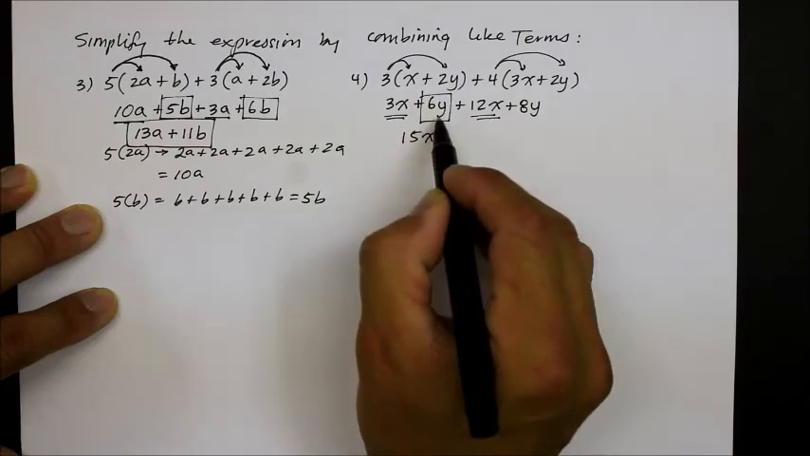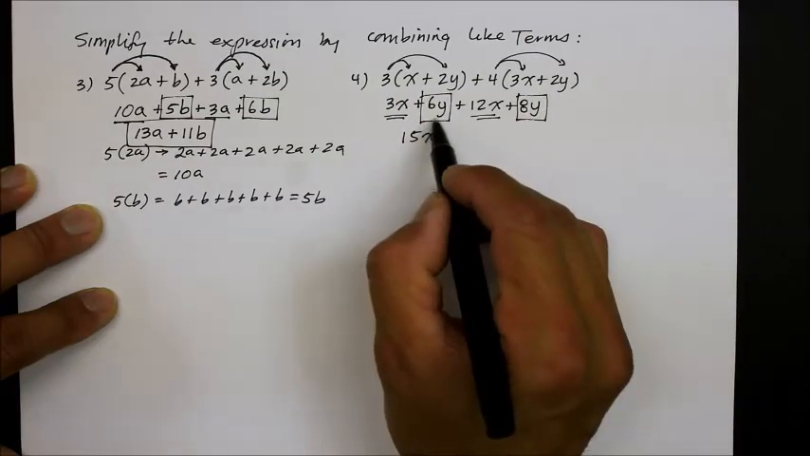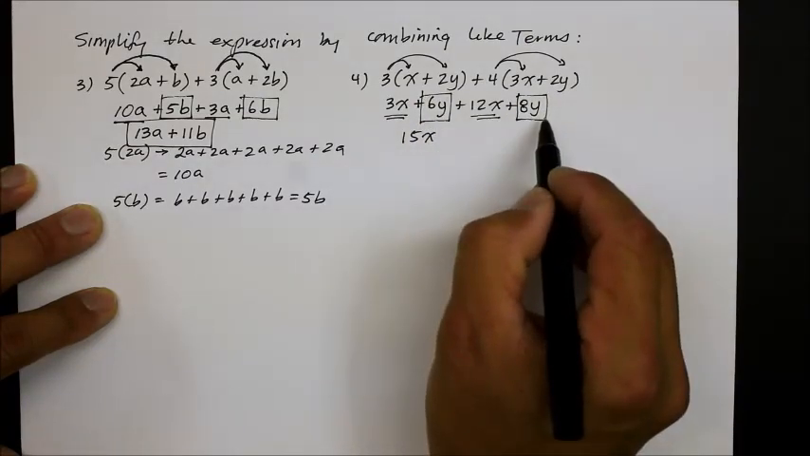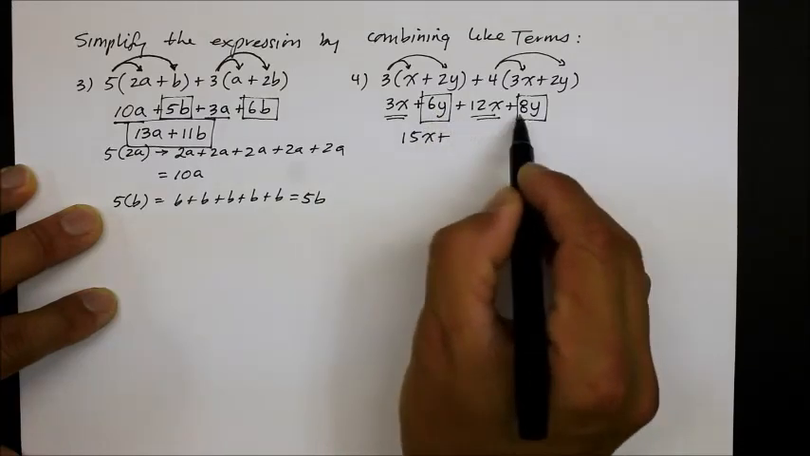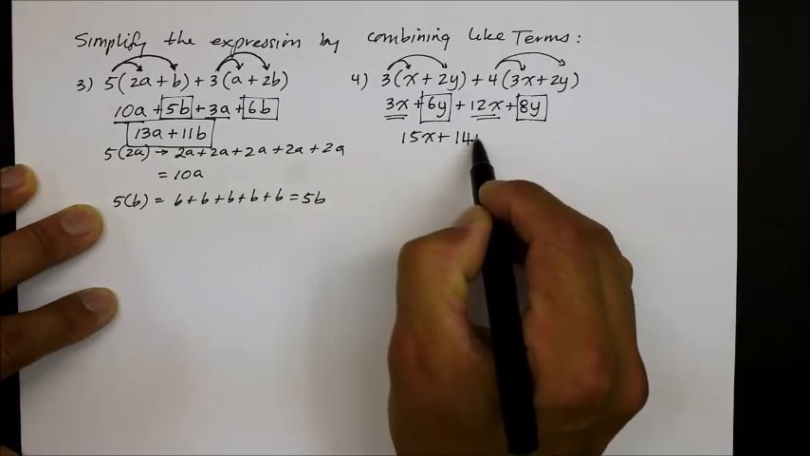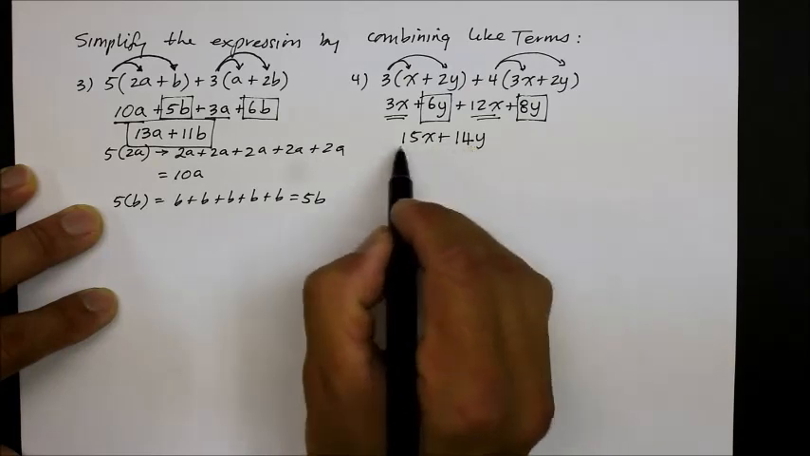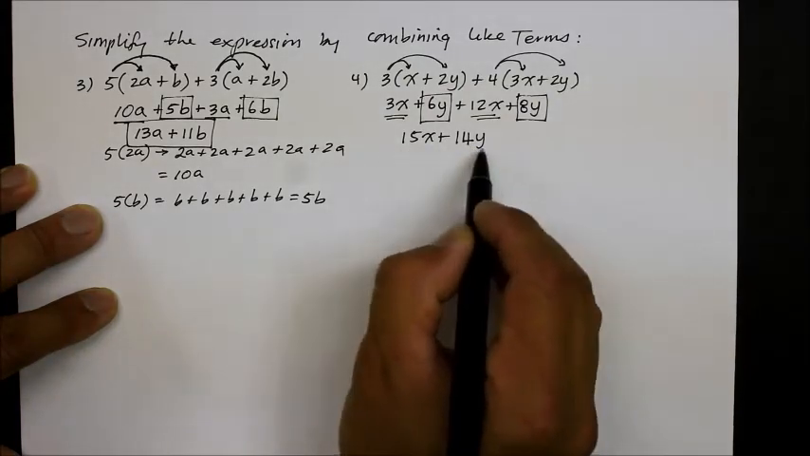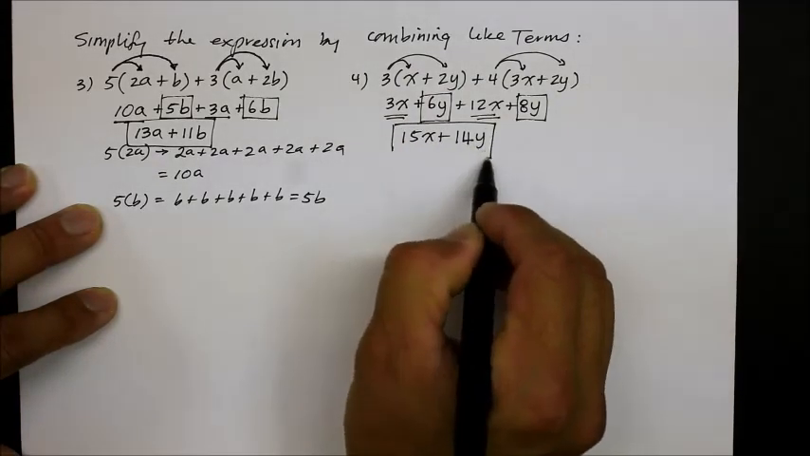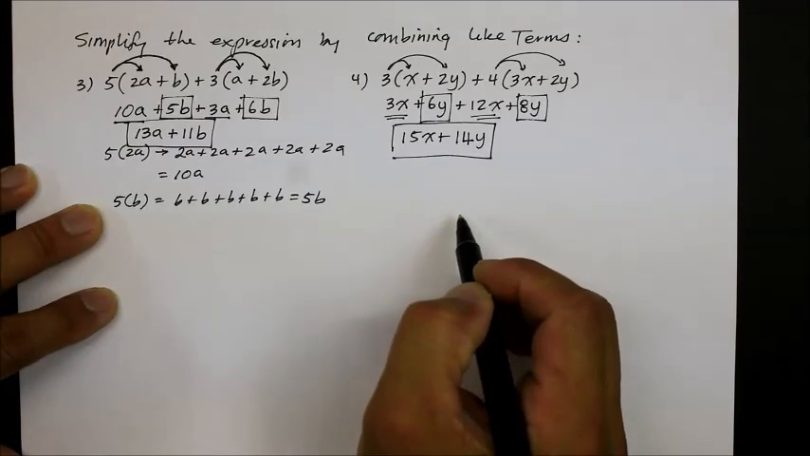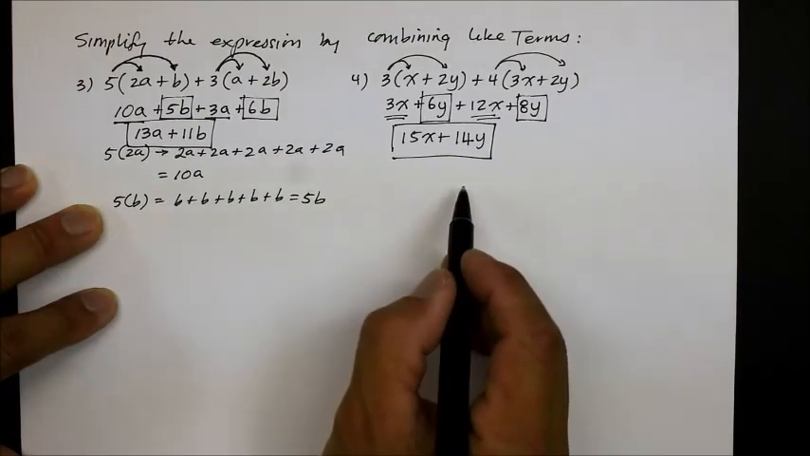Here's a 6y. Here's an 8y. Since they're both positive, you combine them or you add them to become 14y. Can you combine those? No, they're not the same thing. So that becomes your final answer. That's it. Enjoy!